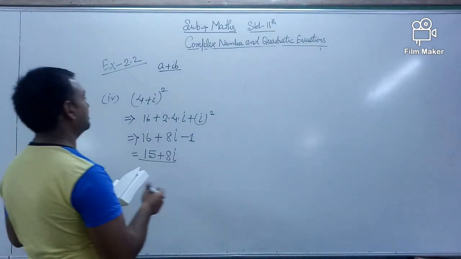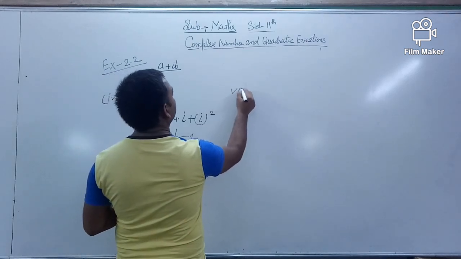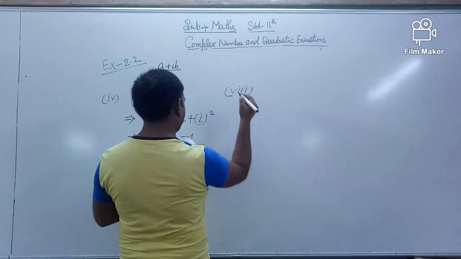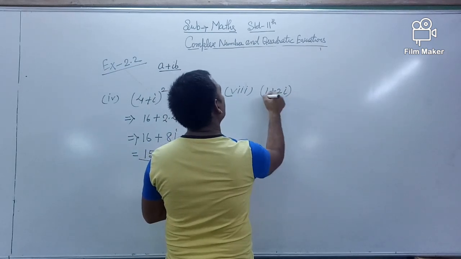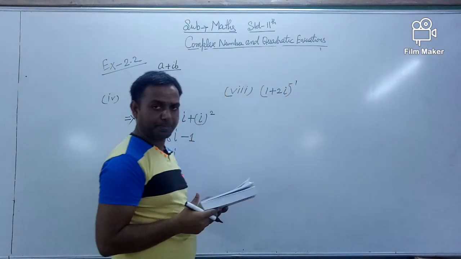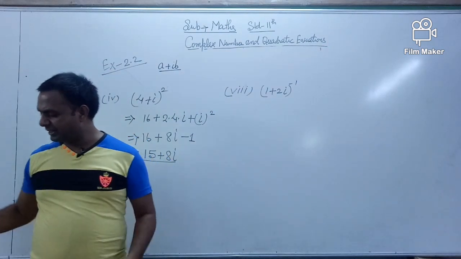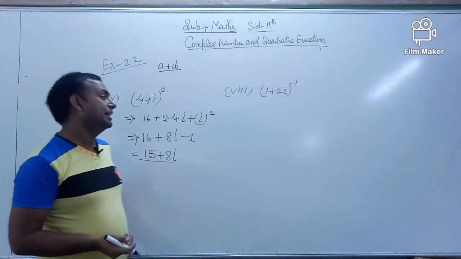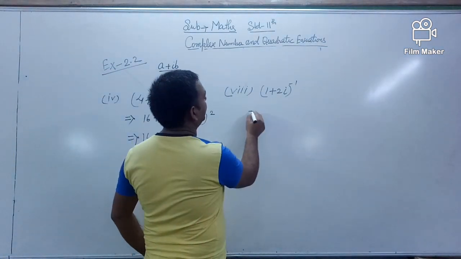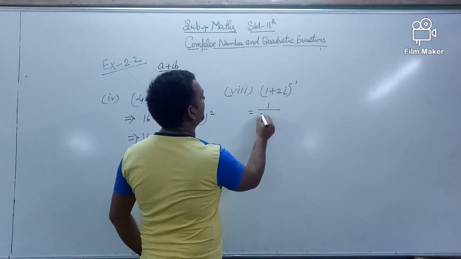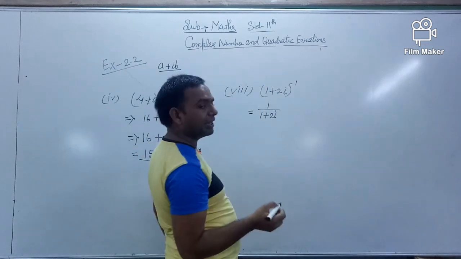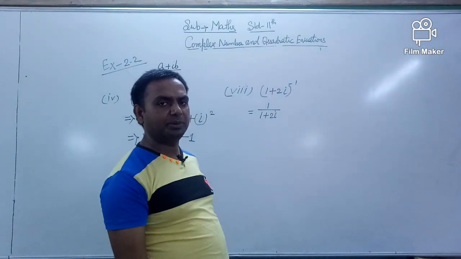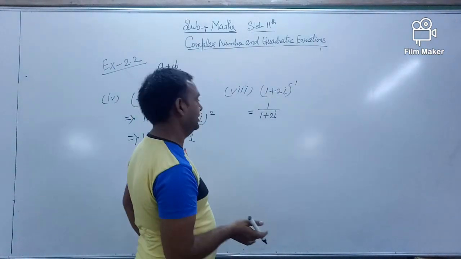Next question is question number 8. Here, (1 + 2i) to the power minus 1. How can you write it in the form a + ib? First I write that this is equal to 1 upon (1 + 2i), because the power is minus 1, so it goes into the denominator and converts into the power plus.